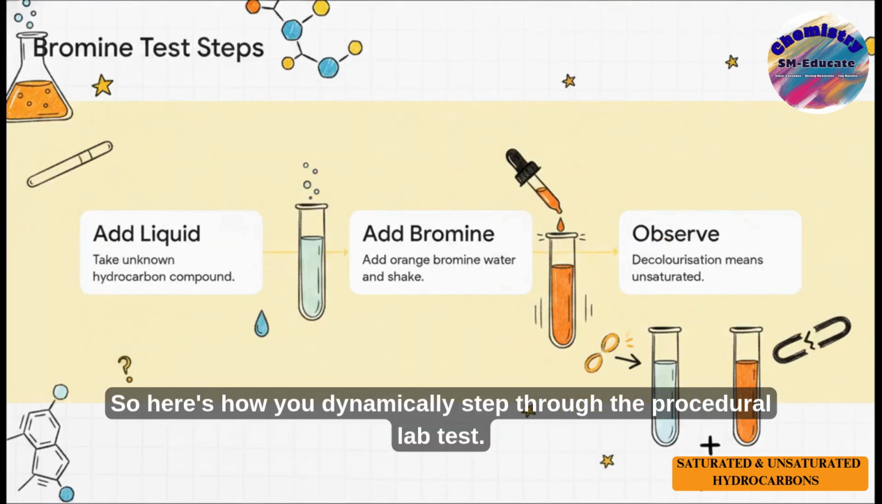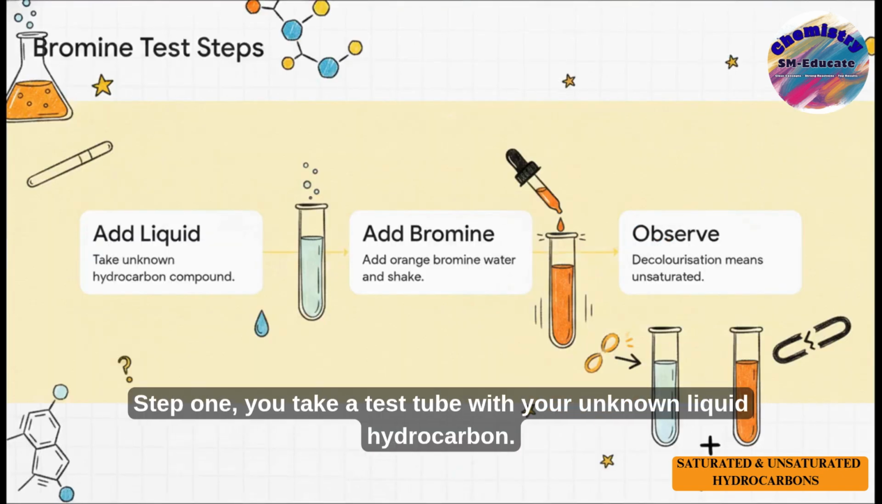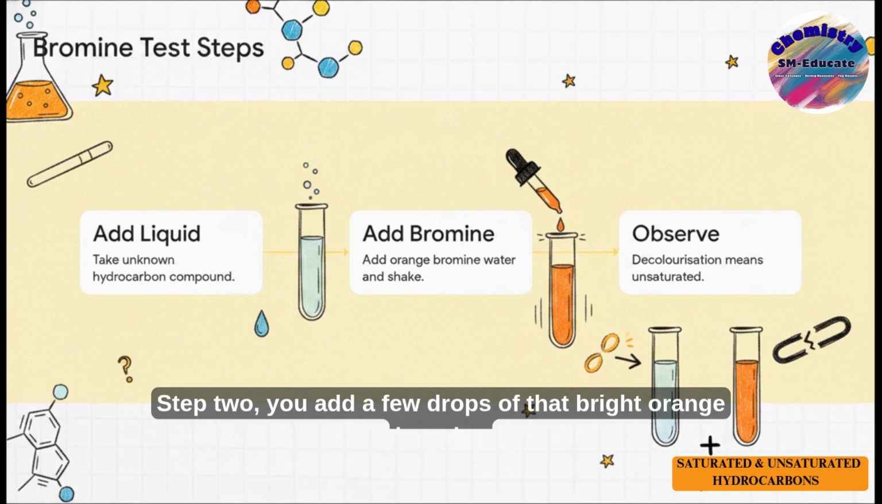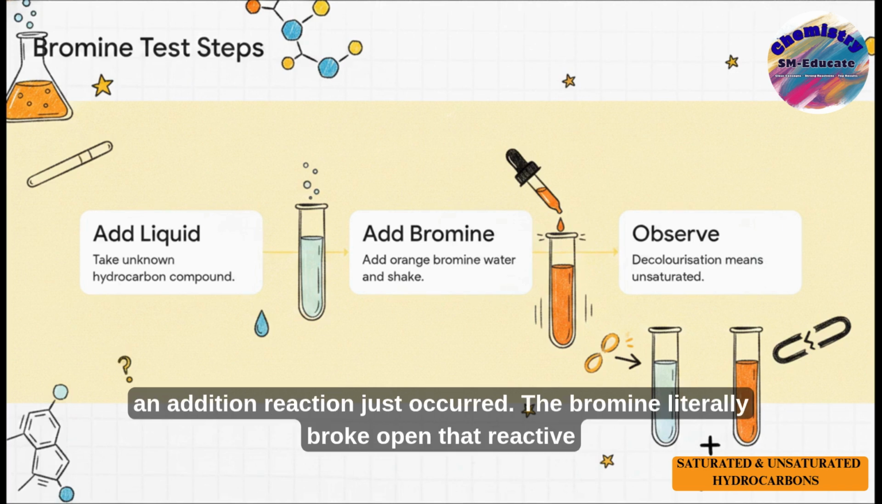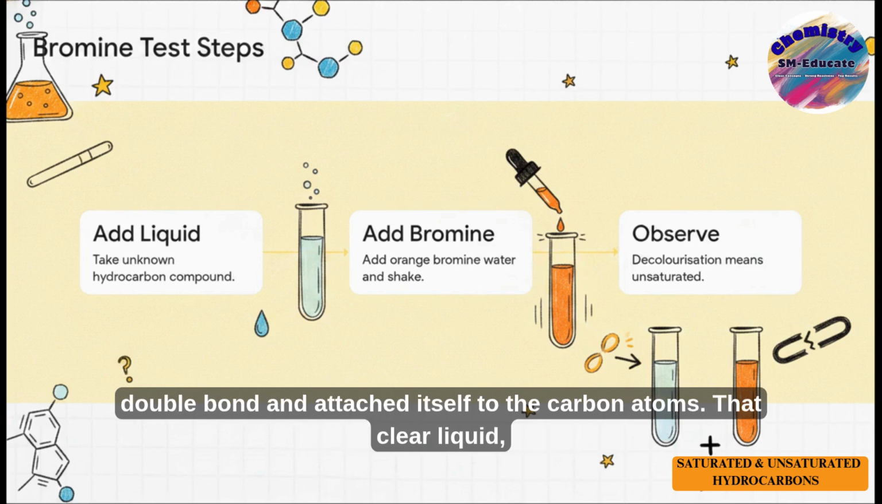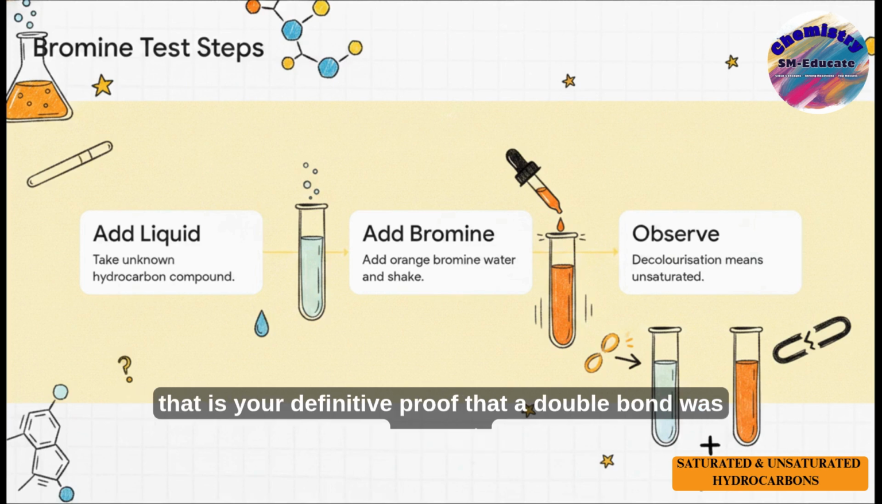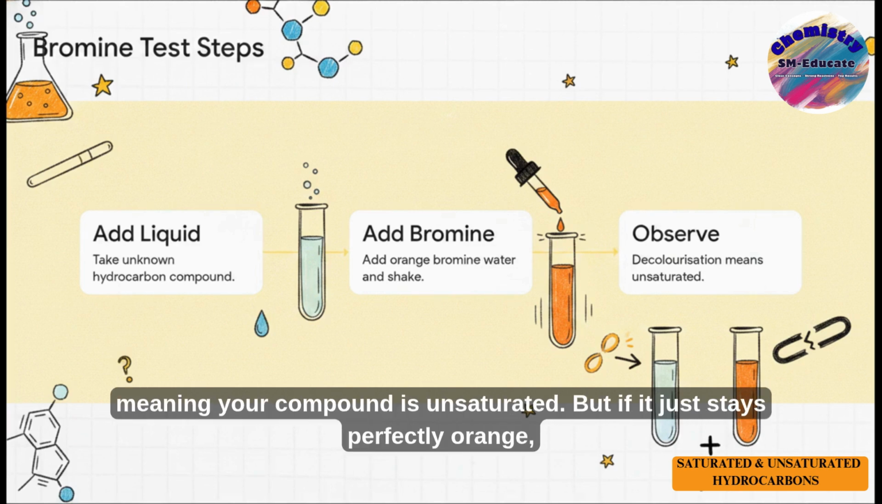So here's how you step through the procedural lab test. Step 1, you take a test tube with your unknown liquid hydrocarbon. Step 2, you add a few drops of that bright orange bromine water and give it a really good shake. Step 3, this is where the visual magic happens. If that orange liquid rapidly decolorizes and goes completely clear, an addition reaction just occurred. The bromine literally broke open that reactive double bond and attached itself to the carbon atoms. That clear liquid is your definitive proof that a double bond was present, meaning your compound is unsaturated.